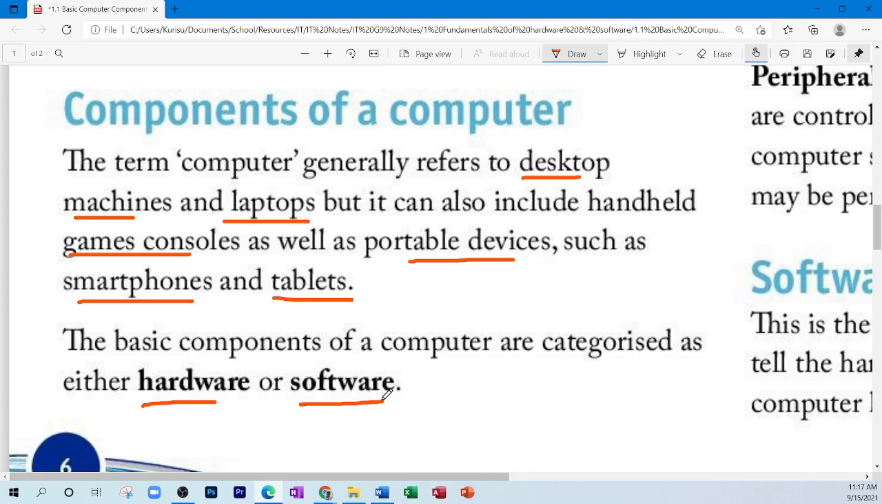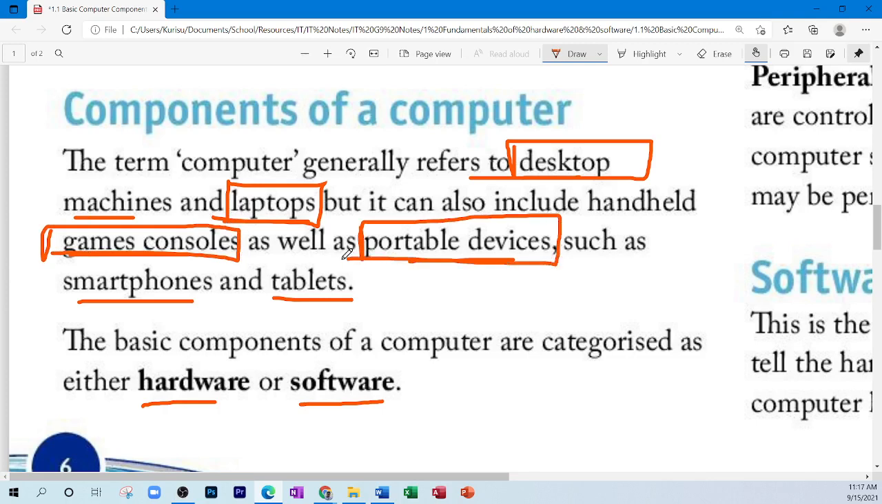Very good. So, as I mentioned already, when you hear the word computer, a lot of you are thinking of the desktop computer or laptops. But as I mentioned, those are not the only computers in the world. Your game console is a computer. Most portable devices are computers, such as your smartphone. So, your iPhone, your Samsung phone, your blue phone, that is a computer. Your tablet, that is a computer. Your DVD player that you have in your home, for those of you who still have a DVD player, that is also a computer.